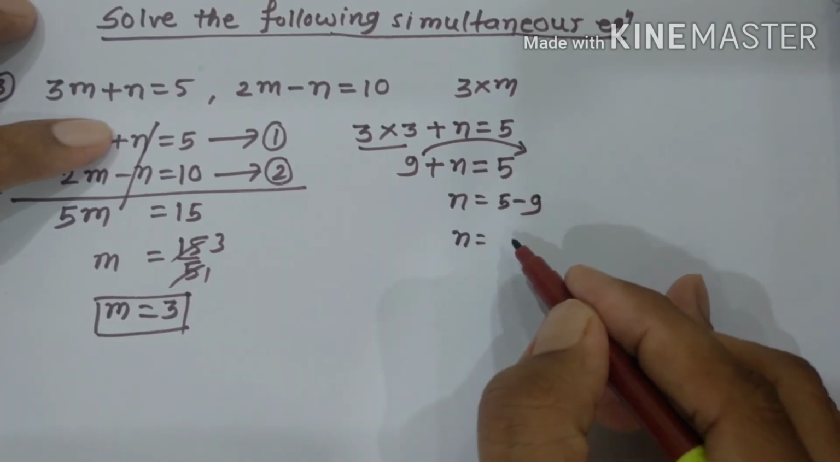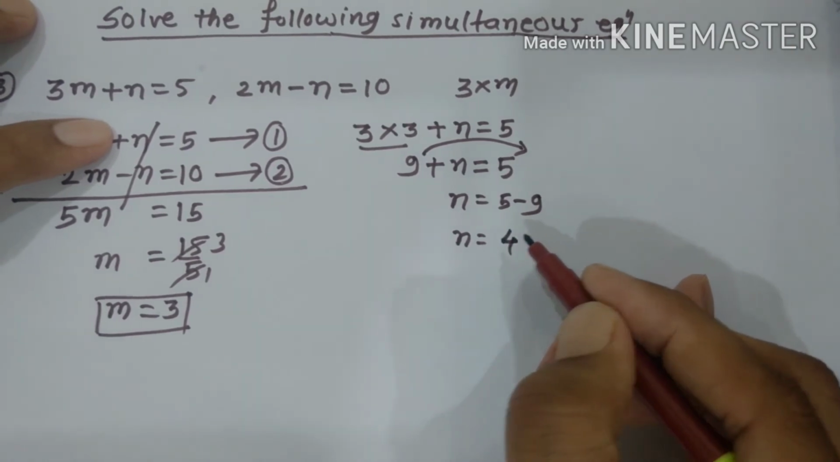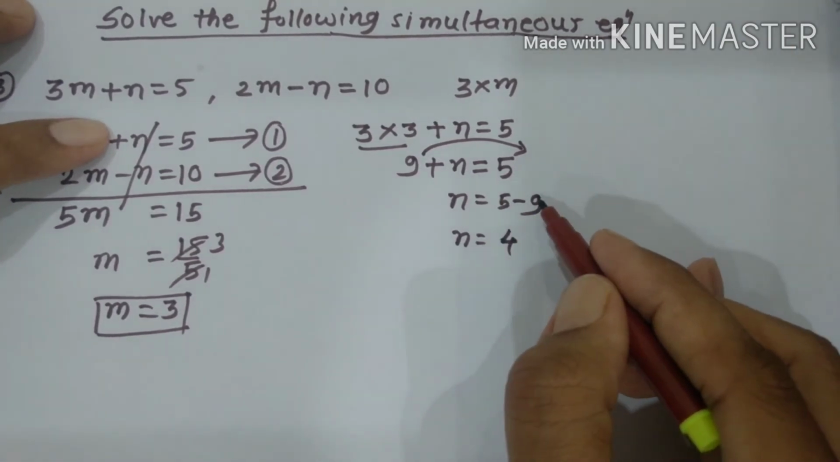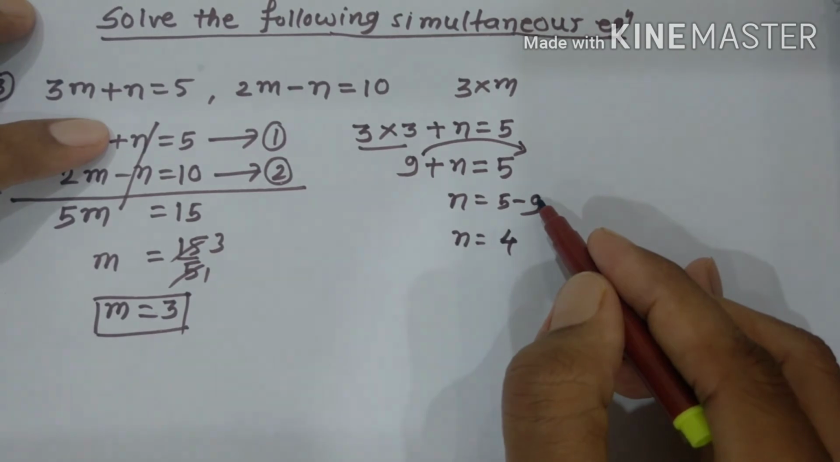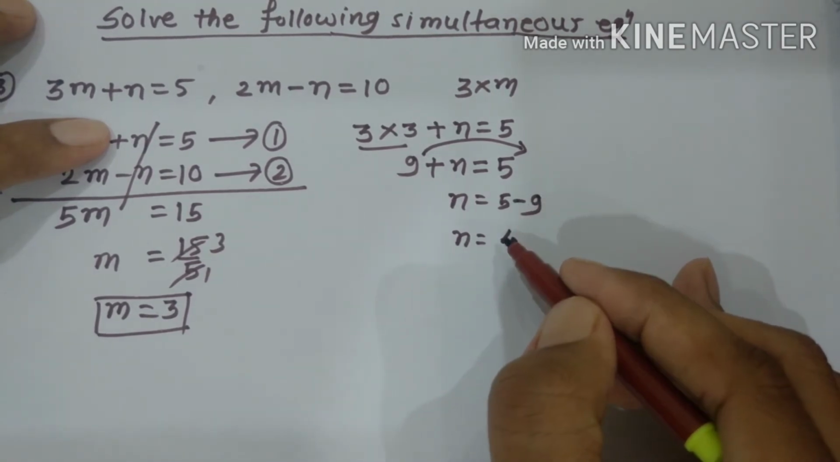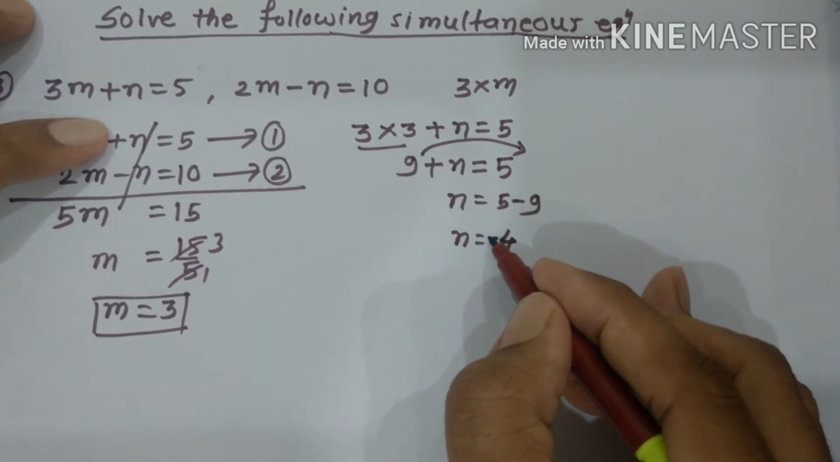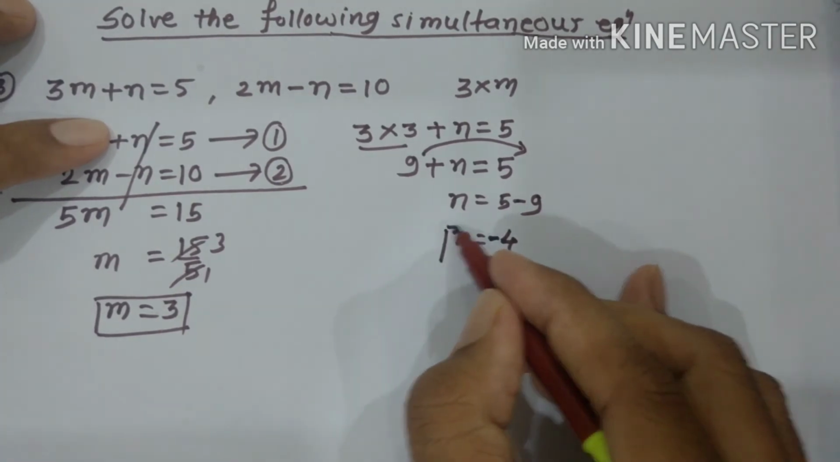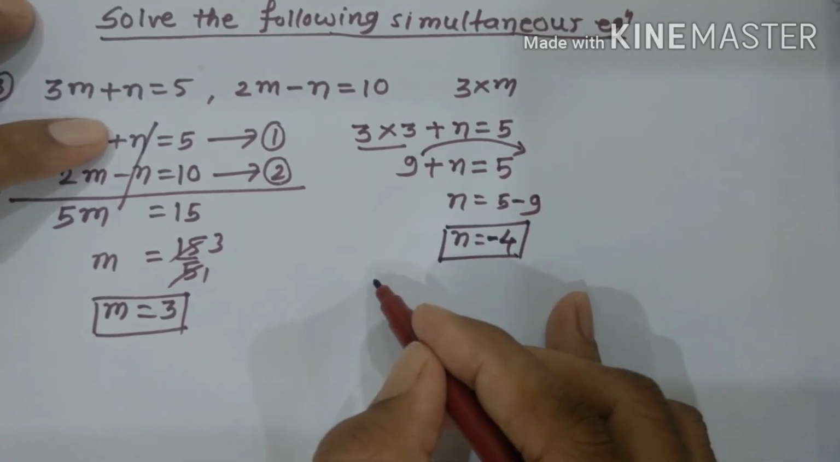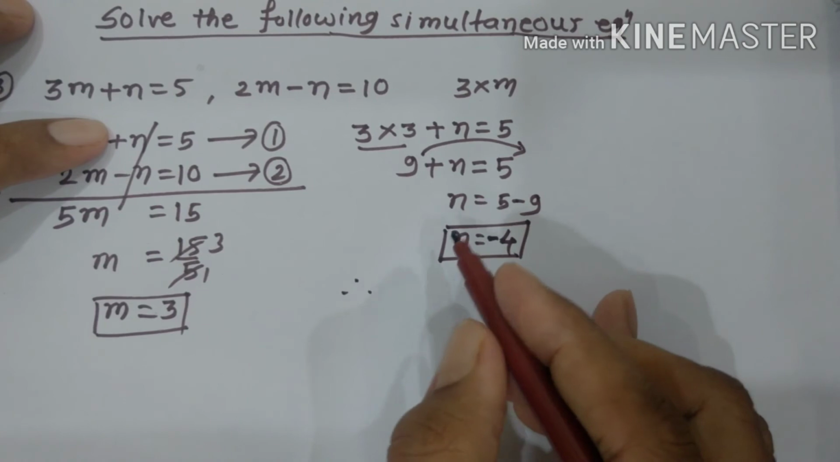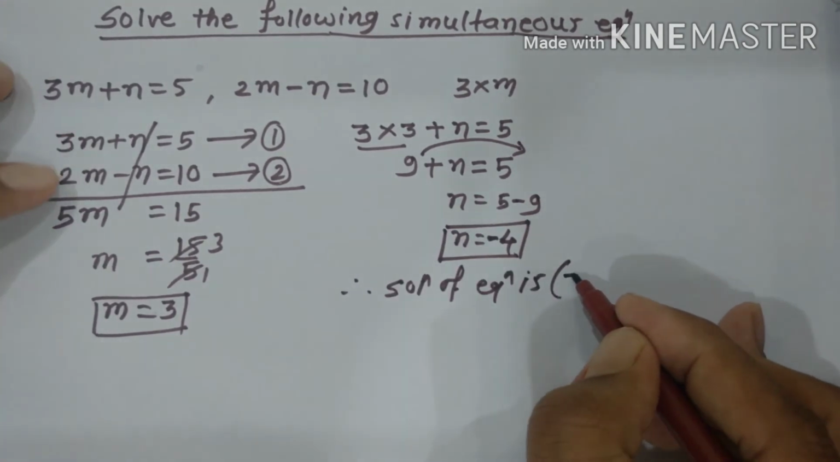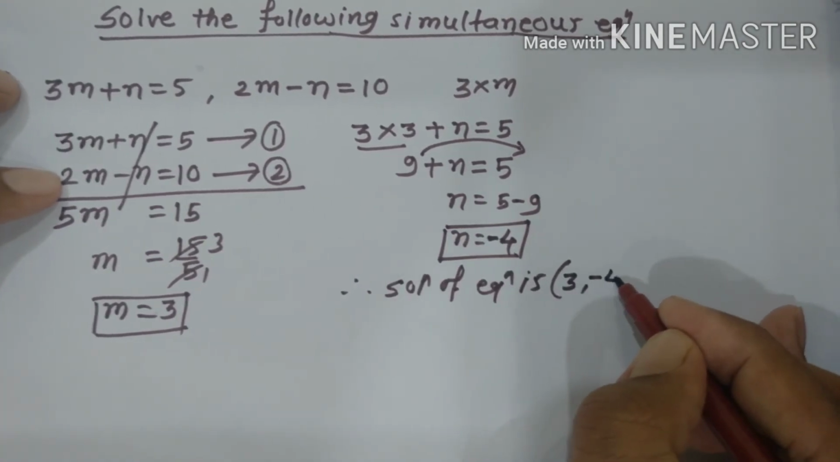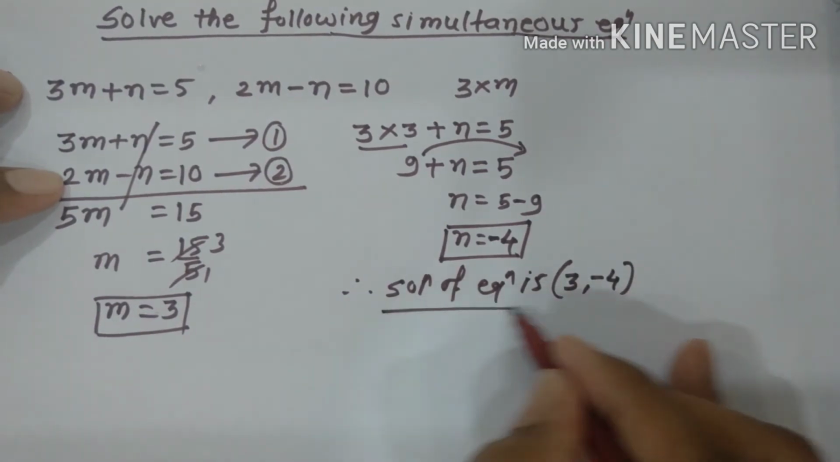9 minus 5, 4. And put the sign of the greater number. Greater number is 9. 9 has a minus sign. Therefore the answer will have a minus sign. The value of n is minus 4. Therefore the solution of the equations is 3 and minus 4. That is the solution of the equations.